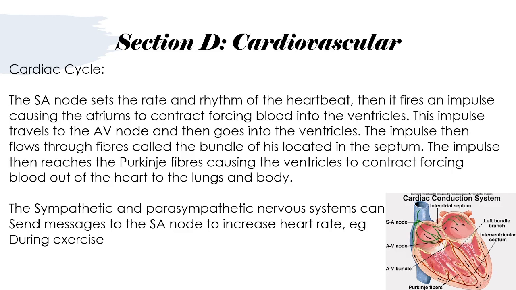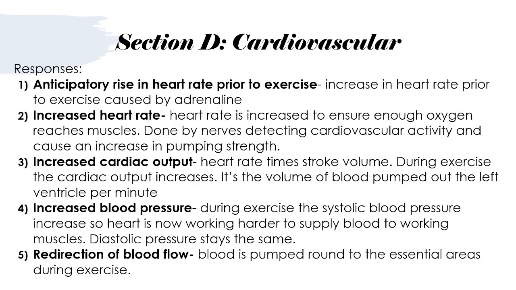The sympathetic and parasympathetic nervous systems can send messages to the SA node, increasing heart rate during exercise. Anticipatory rise in heart rate is one of the responses. The increase in heart rate prior to exercise is caused by adrenaline. Increased heart rate: the heart rate is increased to ensure enough oxygen is getting to the muscles.